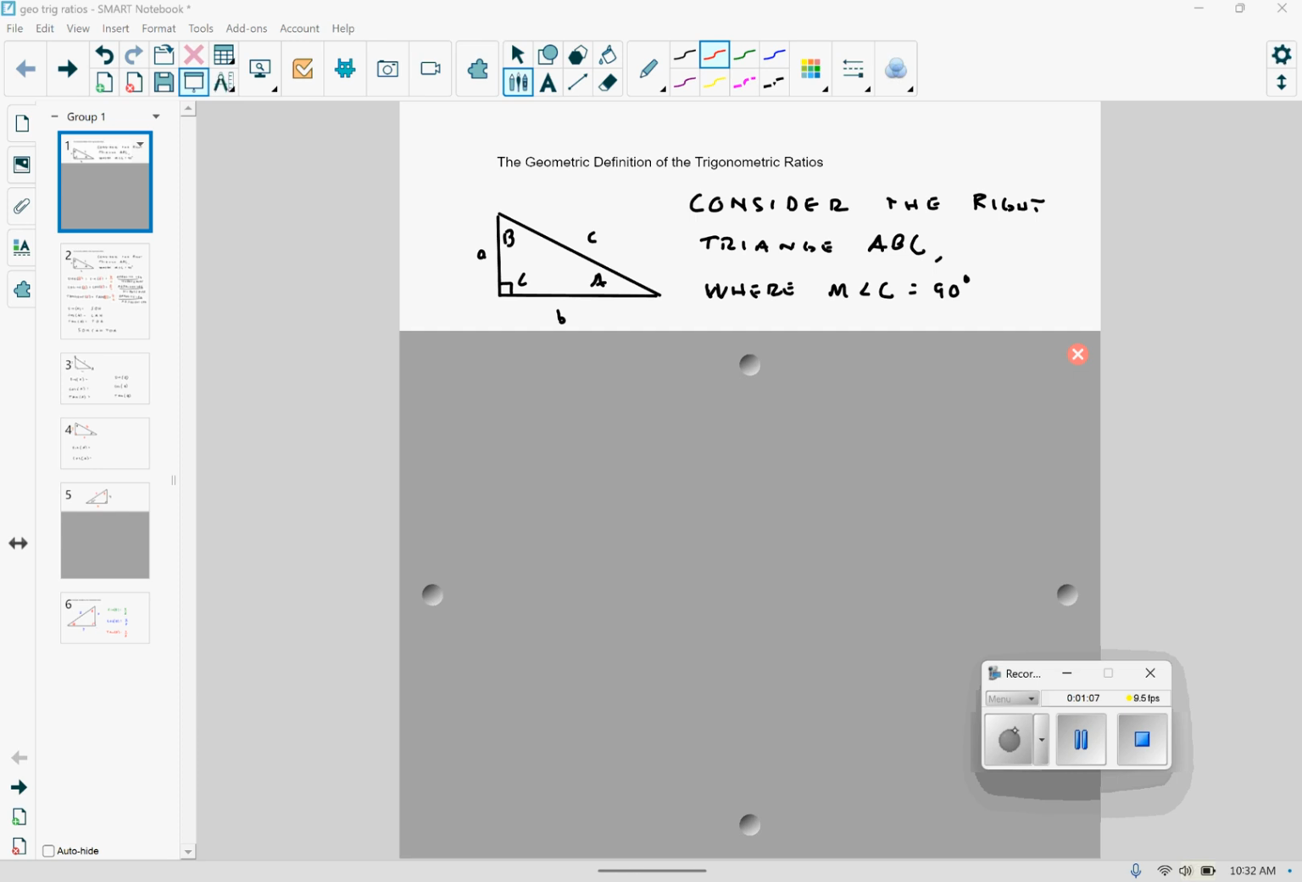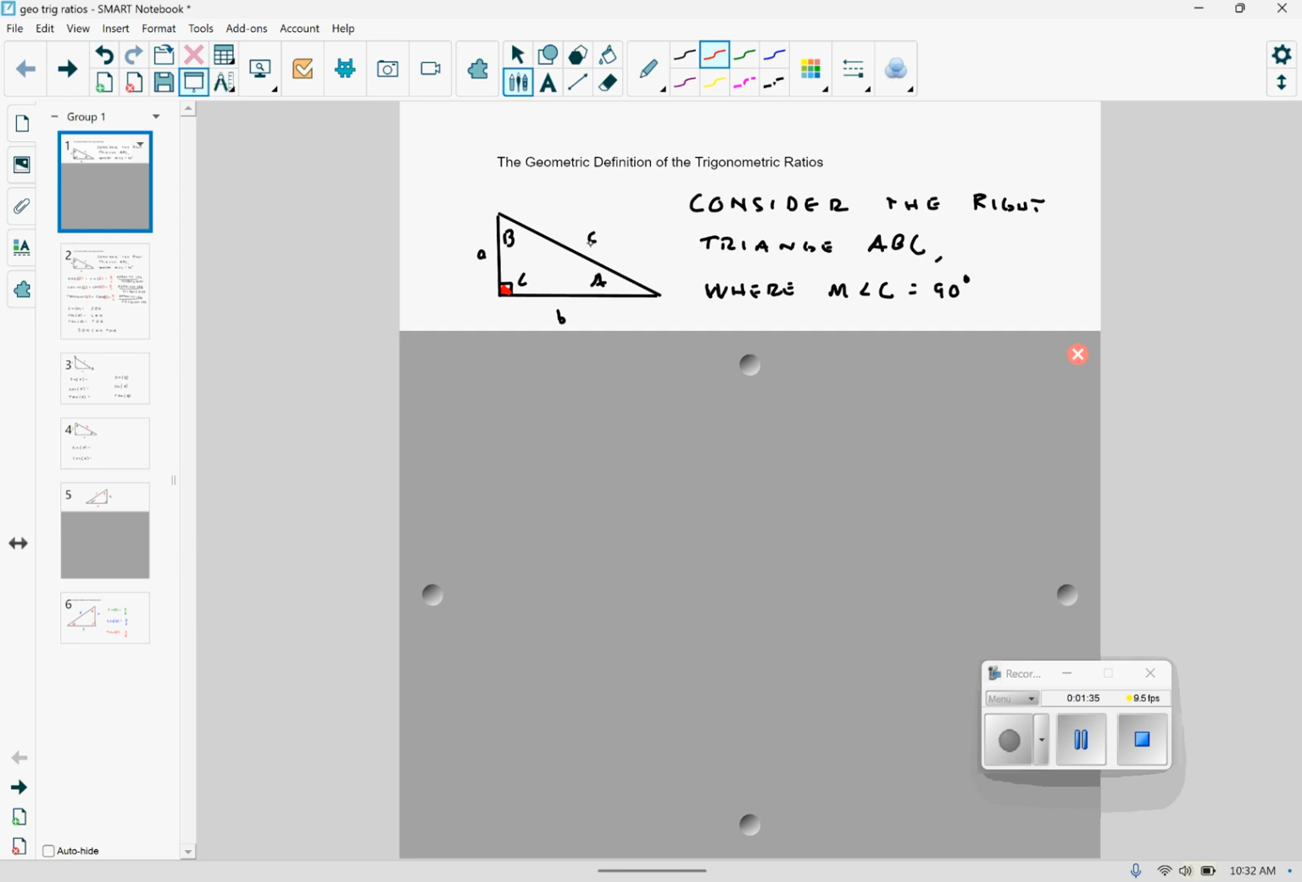So, in geometry, you're going to consider this right triangle ABC, where the measure of angle C is 90 degrees. So here's your 90 degrees here. That angle, 90 degrees. And we have our other complementary angles, A and B. The three angles of a triangle add up to 180, so A and B must add up to 90. It's a good point. We'll use that in a little bit.